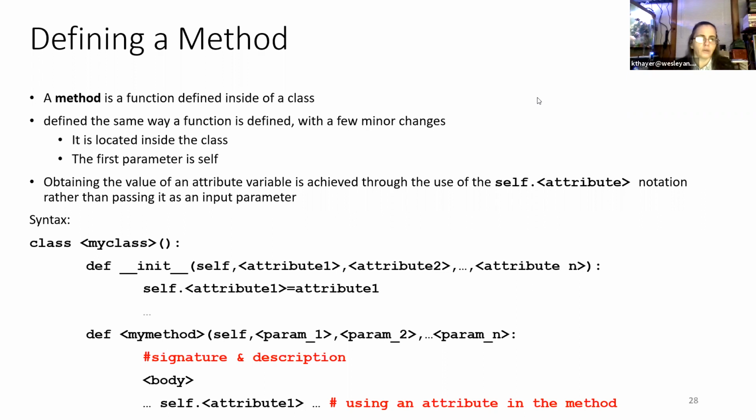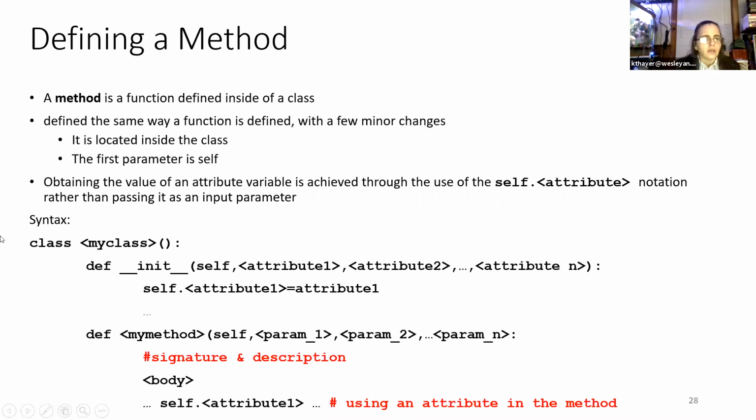First of all, it's going to be located inside the class instead of located out in the main. And the other thing is the first parameter is going to be self. The reason being, we need to say this method pertains to a particular instance of this class. So obtaining the value of an attribute variable is achieved again using the self.attribute notation rather than passing it as an input parameter. We saw that when we set up a point and set up certain values for it.